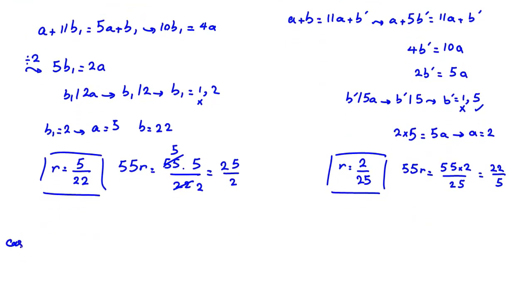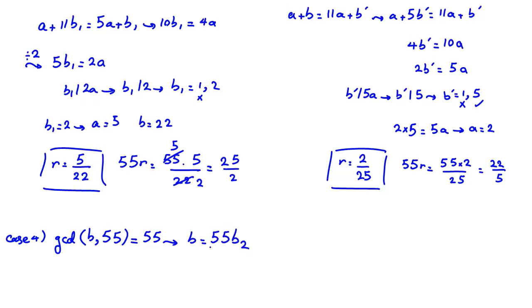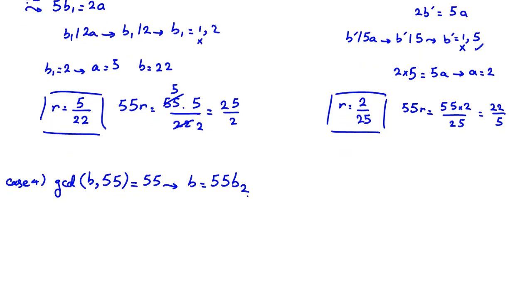Case number 4: GCD of B and 55 equals 55. So in this case, we conclude B equals 55 times a new variable, for example B2. Now, why have I not said B1? Because we've used B1. It's better to use new variables. Do not make a mistake for the marker if it is in a full solution exam.